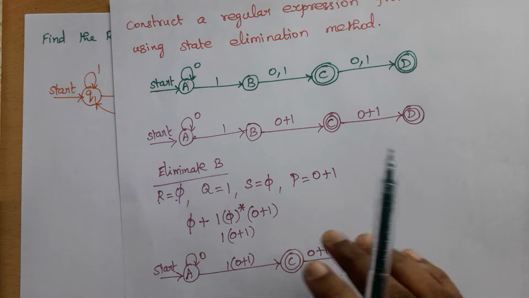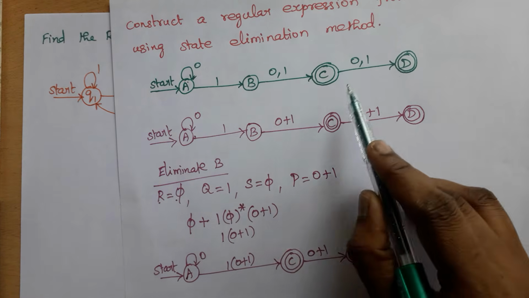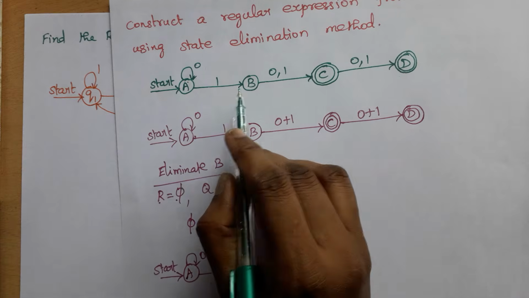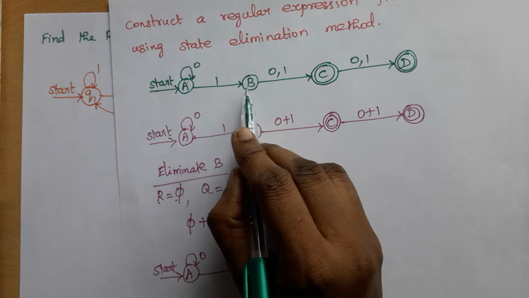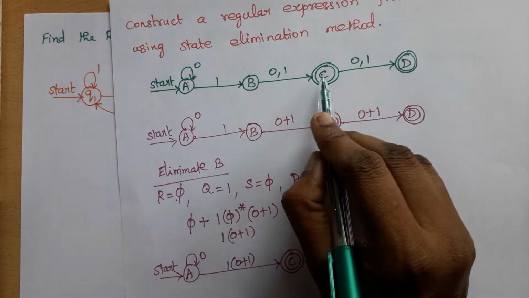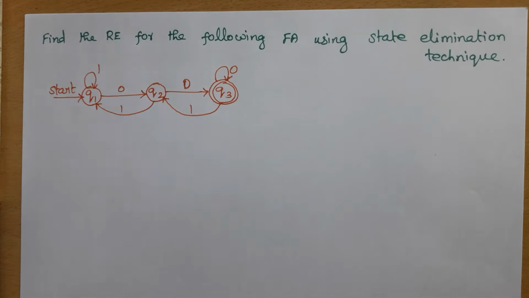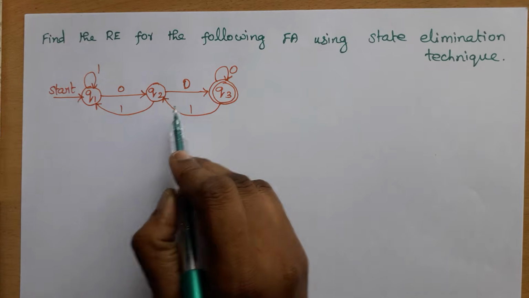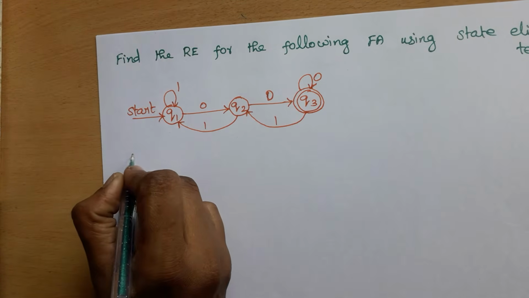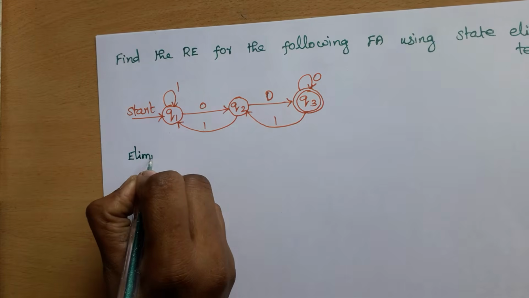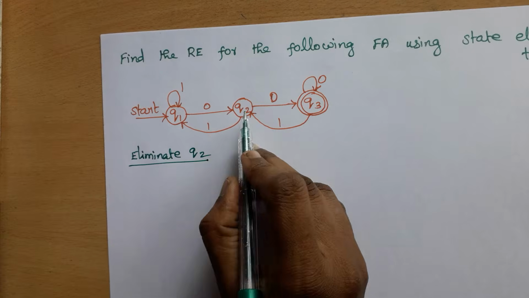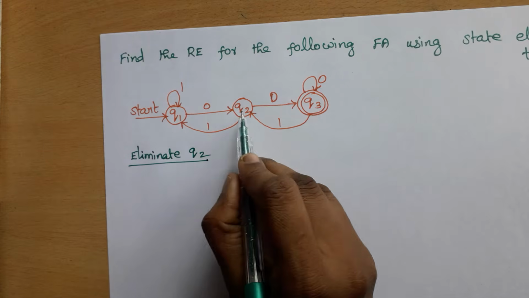But in the previous example, we didn't see any reverse arrow, right? So we had only one path. If we wanted to eliminate state B, we needed to consider only this path for the predecessor and successor. But in this example, we have the reverse arrows also, right? So if you want to eliminate state Q2, we have to consider 4 paths.